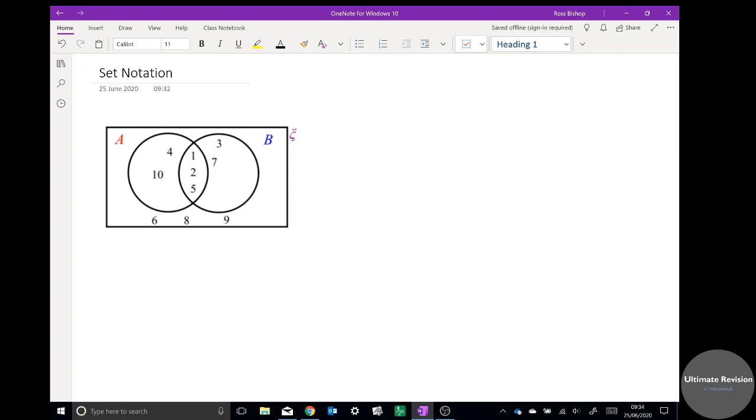So, what we've got here is set notation. We've got a Venn diagram here with two sets, A and B, and then there's some overlap there. So, for instance, 1, 2, and 5 are in both. 4 and 10 are just in set A. 3 and 7 just in set B, and then we've got some numbers on the outside.